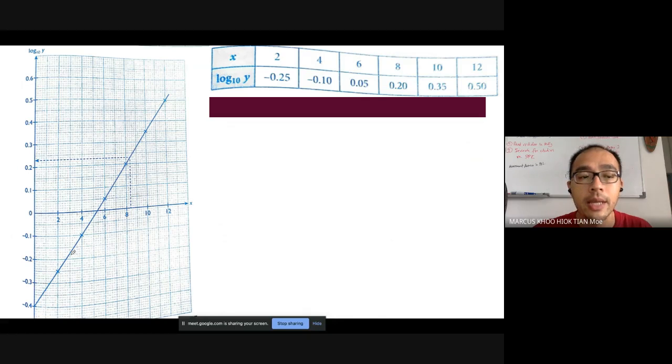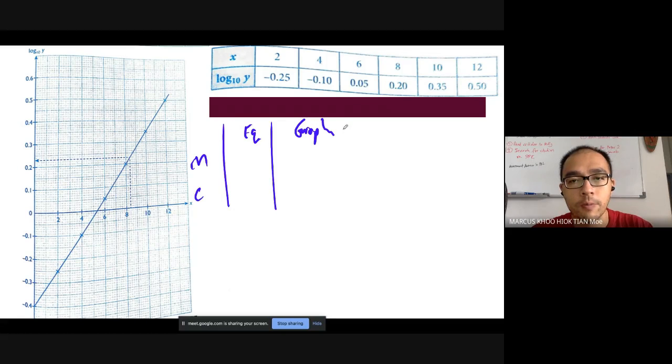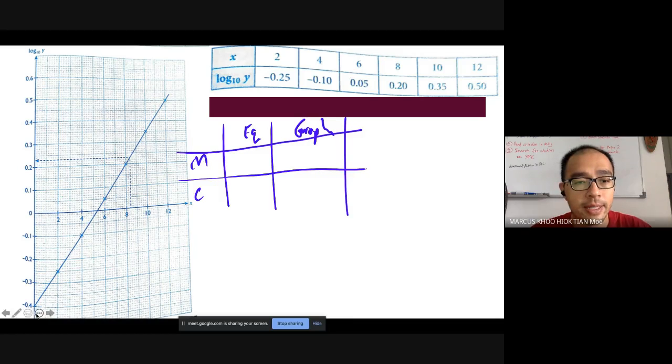Okay. Then, as always, whenever you draw a graph, you must identify the y-intercept and the gradient. So according to this, I'm going to use the same table again: equation, graph, M and C. From the graph, my C is negative 0.4. And I can calculate the gradient now. Same thing, draw the triangle as big as you can.